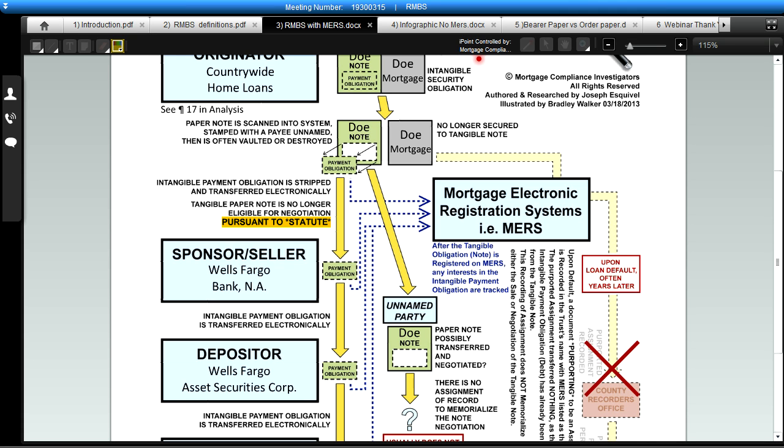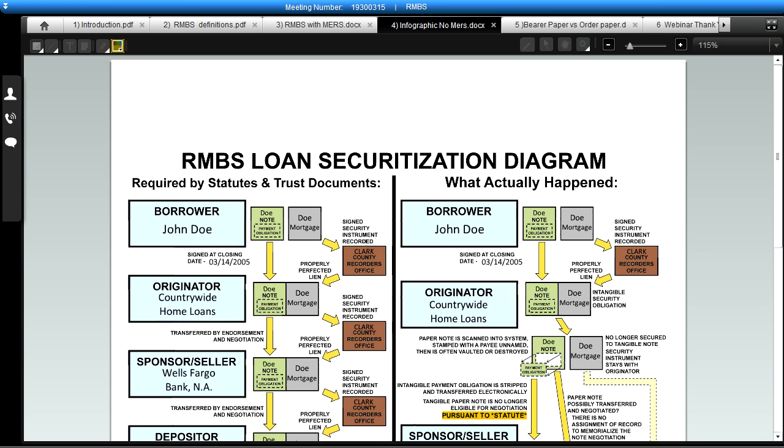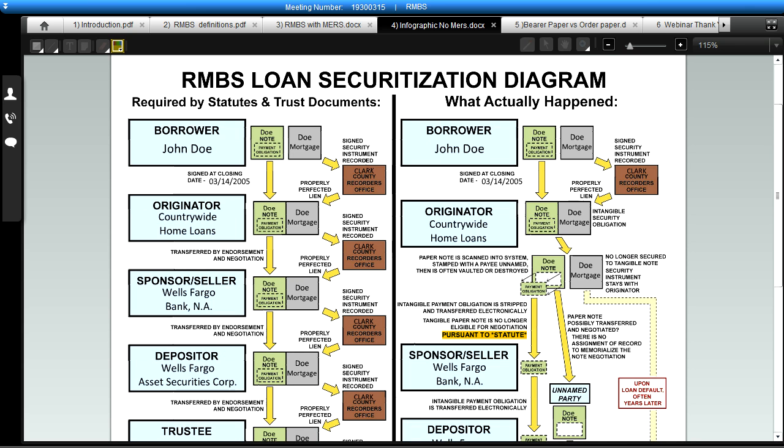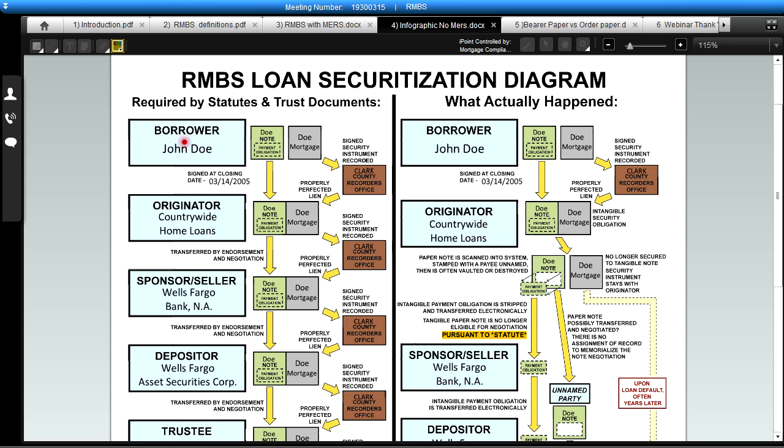Now in this one, we're going to show exactly, this is a little easier to show, what was to take place and what did take place. So we're going to start on the left. Now on the left-hand side, this is what was required by statutes and trust documents. Okay, so we've got the borrower, we have the originator, we have the sponsor and seller, and then we have the depositor, and then we have the trustee, and then down here we have the trust. So let's follow the transaction.